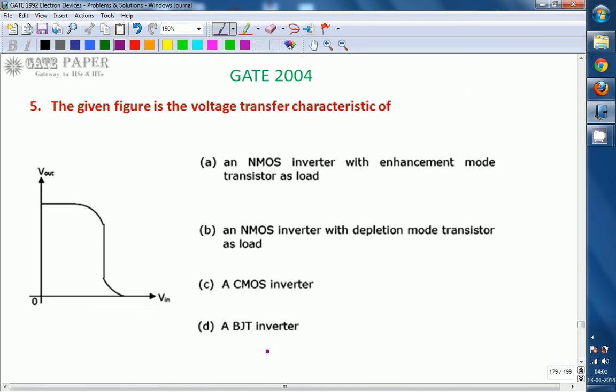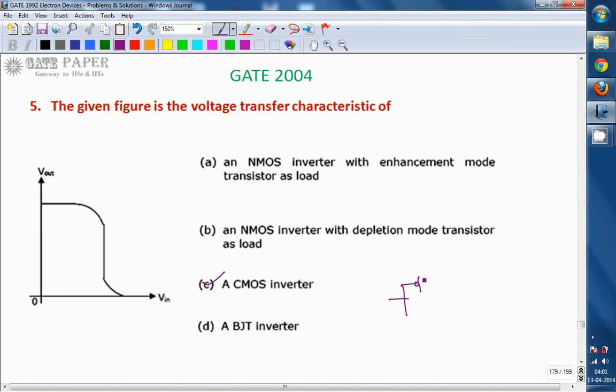The right option for this question is C. The voltage transfer characteristic, that is nothing but output voltage versus input voltage, is related to a CMOS inverter. A CMOS inverter consists of one NMOS transistor and one PMOS transistor. This is the diagram for the CMOS inverter.